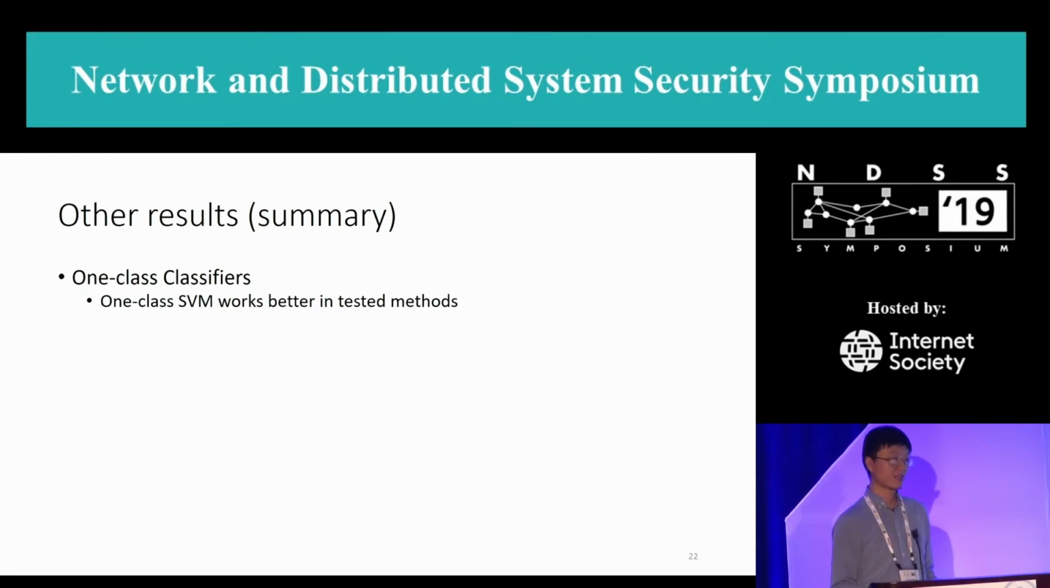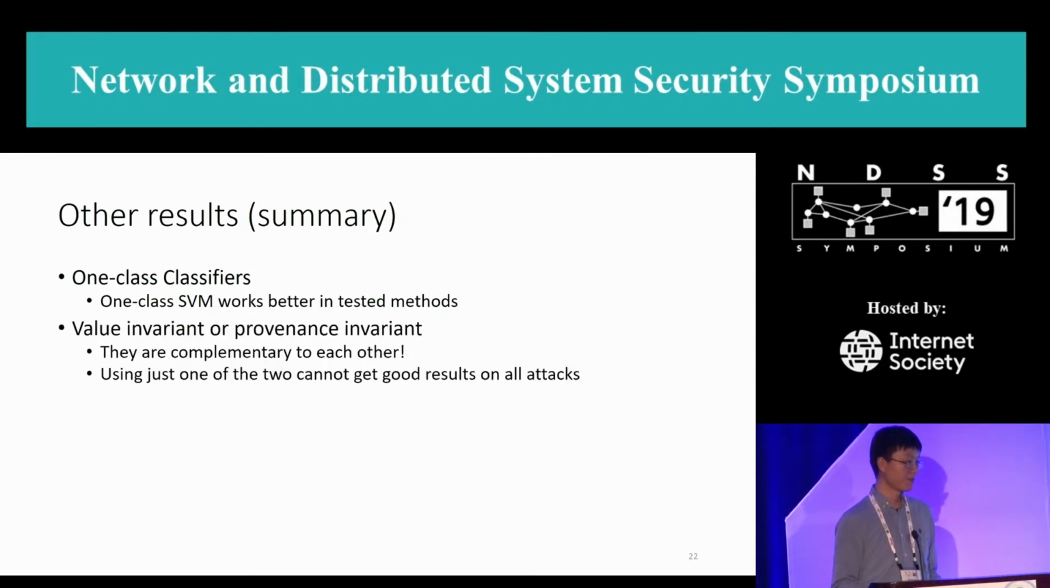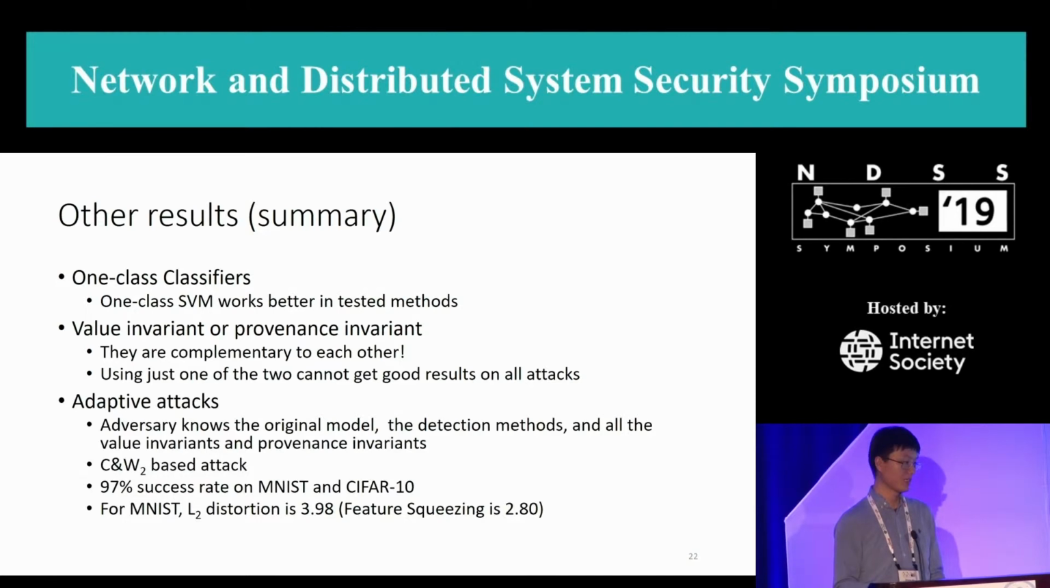For one-class classifiers, we tried many of them, and we found OCSVM is the best one. And for value invariants and provenance invariants, if you just use one of them, the performance is not optimal. So we have to use both of them. They are complementary. For adaptive attacks, we also tried this, and it's based on the CW L2 attack. And we found they can achieve nearly 100% accuracy on MNIST and CIFAR10. And the distortion is slightly higher than feature squeezing.